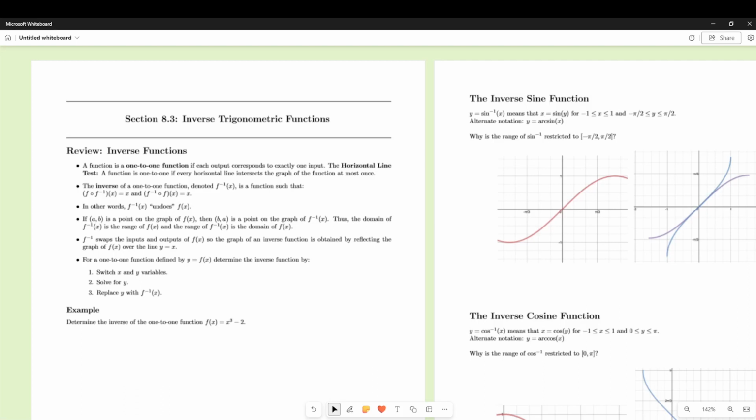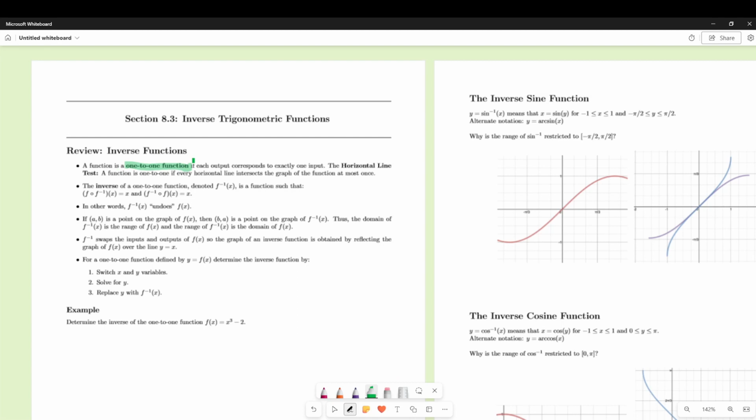Okay, let's talk about inverse functions for a little while. A couple of key pieces here. An inverse function is a one-to-one function. That's going to be a surprisingly big deal. We'll talk more about that in a second.